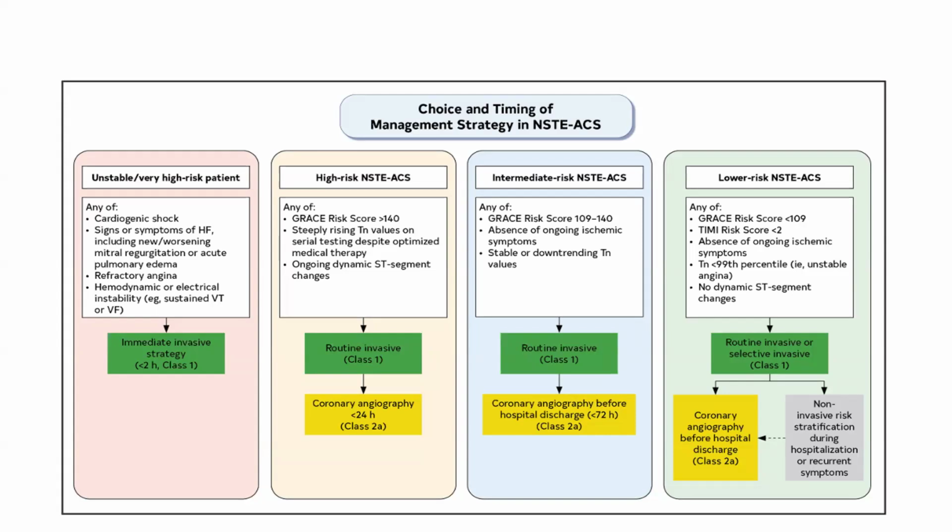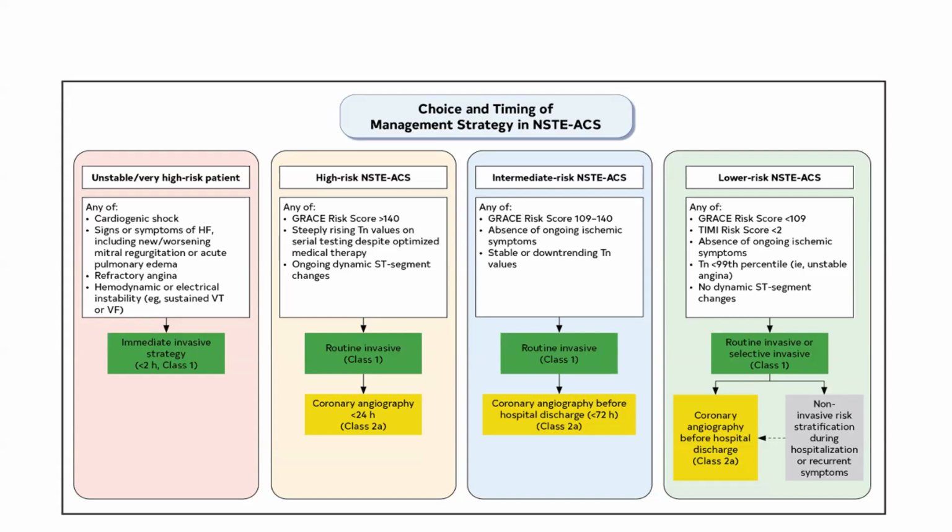So if the patient is presenting to us with very high risk, that is, hemodynamic instability or cardiogenic shock, then it is advisable that within 2 hours we should take this patient for an immediate invasive strategy. If this patient falls into the category of high risk, that means ECG showing dynamic ST segment changes, troponin levels rising, or a GRACE score of more than 140, then it is advisable to take this patient for PCI within 24 hours.